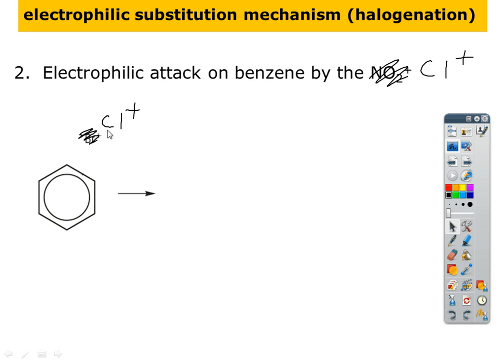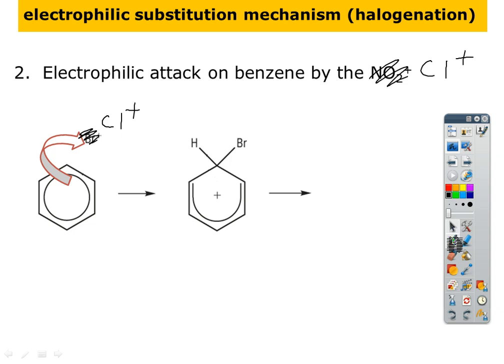Right, so we've got the electrophile, the correct electrophile. What's going to happen? Just like before, a pair of electrons is going to be attracted to this Cl+ electrophile, and that's going to create those lovely looking intermediates.